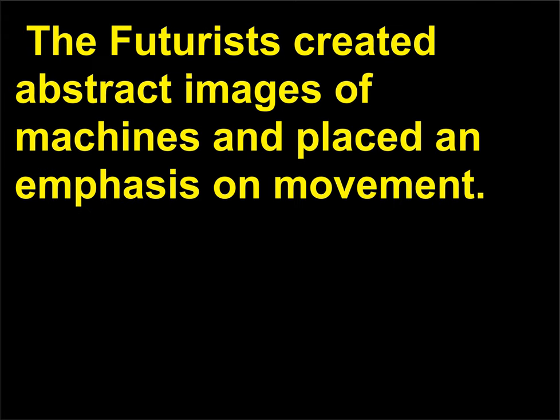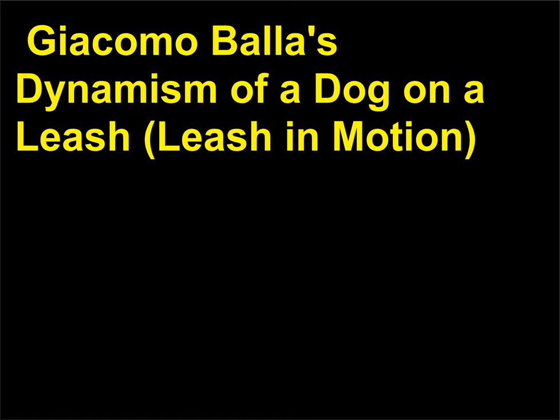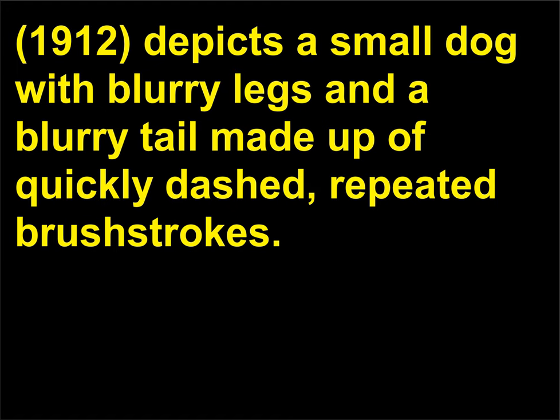The futurists created abstract images of machines and placed an emphasis on movement. Giacomo Balla's Dynamism of a Dog on a Leash, Leash in Motion, 1912, depicts a small dog with blurry legs and a blurry tail made up of quickly dashed, repeated brush strokes.